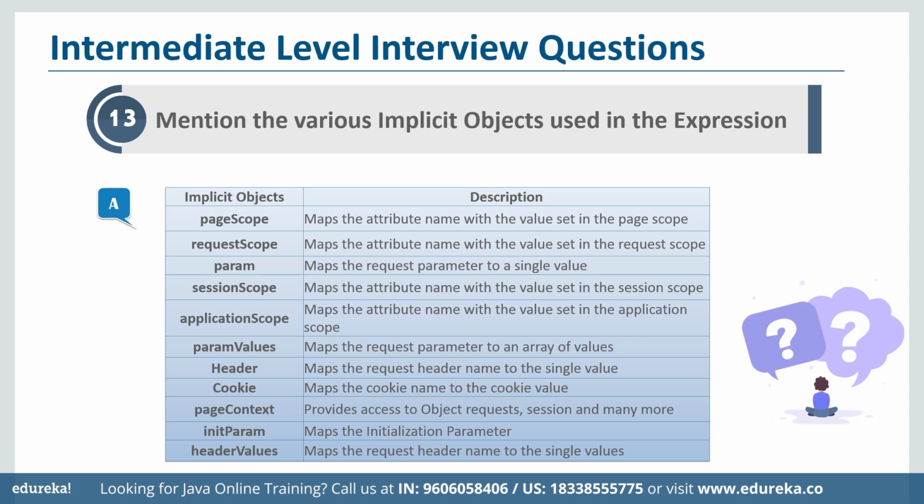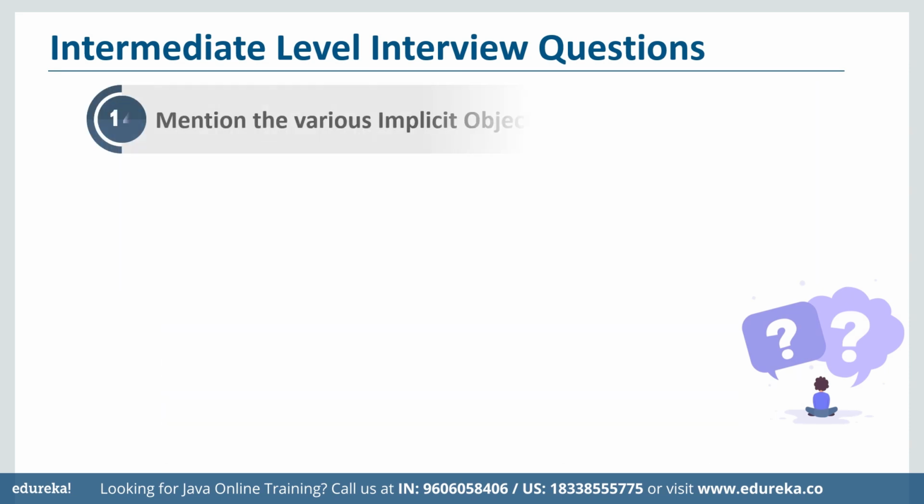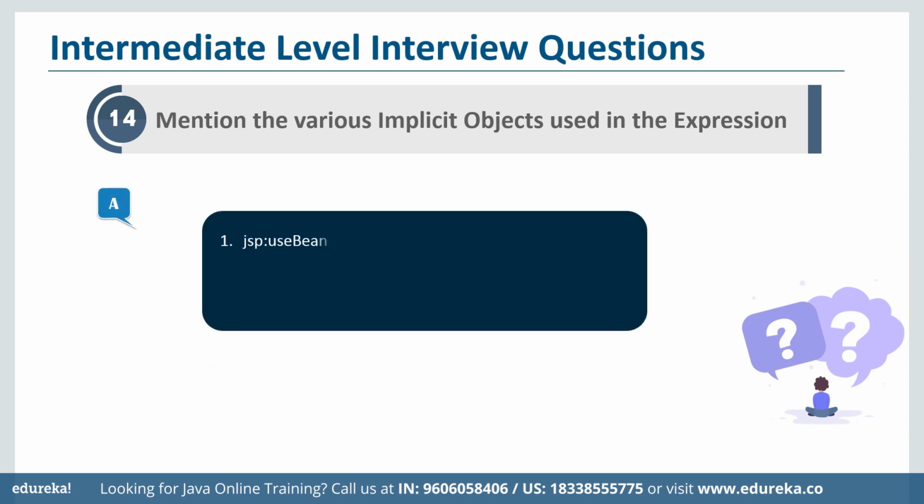With this, let us move on to our next question. The next question is: mention the three important tags used in the development of a JSP bean. The answer is that the three important tags used in JSP development are jsp:useBean, jsp:setProperty, and finally jsp:getProperty.